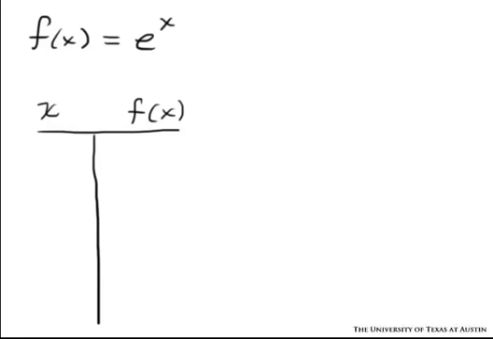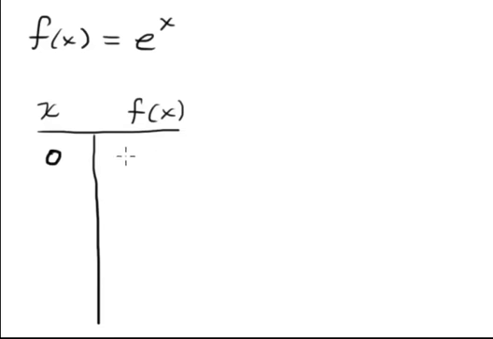Okay, we want to construct the graph of f of x equals e to the x, and we're going to do that by plotting some points and seeing if we can find a pattern. So let's make a chart of x values and their corresponding f of x values. Just to be on the safe side, we're going to start with 0.